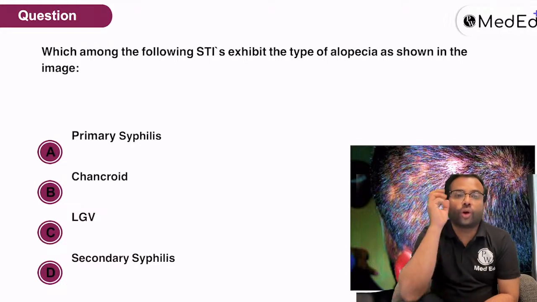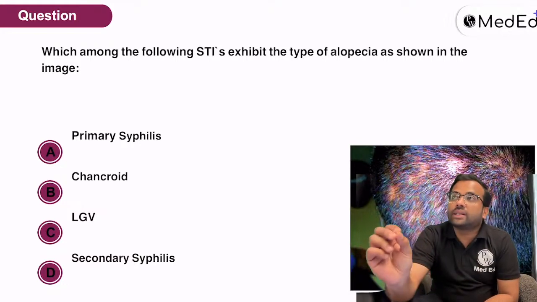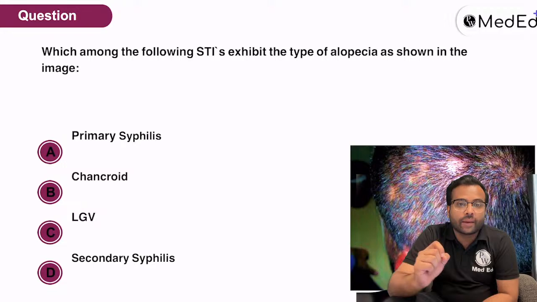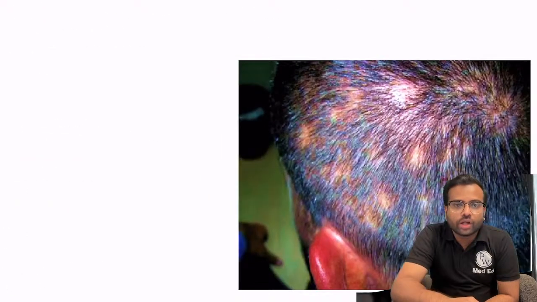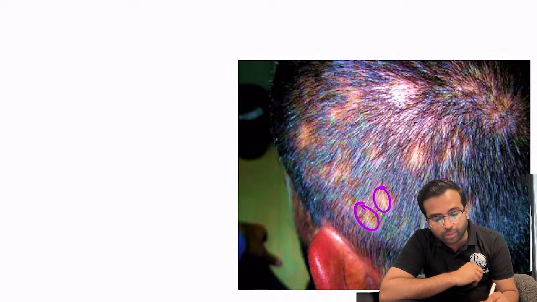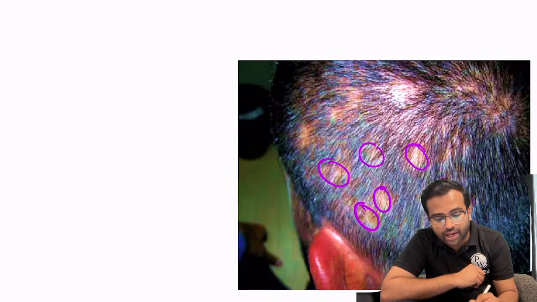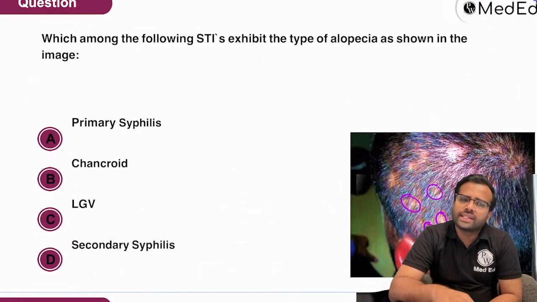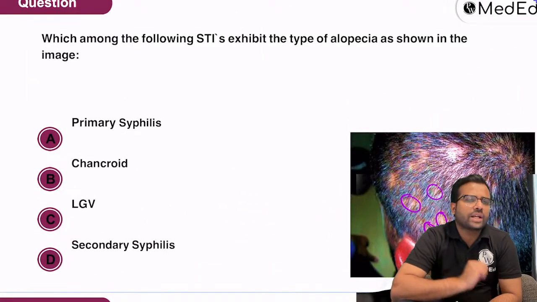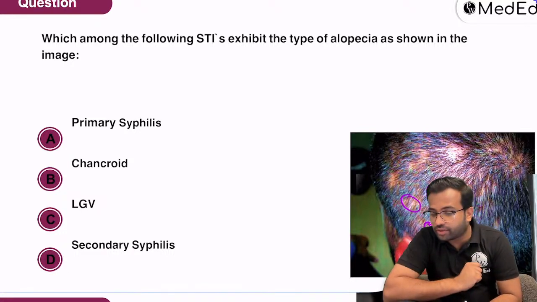Which among the following STI exhibit the type of alopecia as shown in the image? I'll just zoom the image for you. So what I see here is there is a patient who has developed multiple patchy hair loss, right? So when you see multiple patchy hair loss, is it seen in primary syphilis? Is it seen in chancroid, LGV, or secondary syphilis?